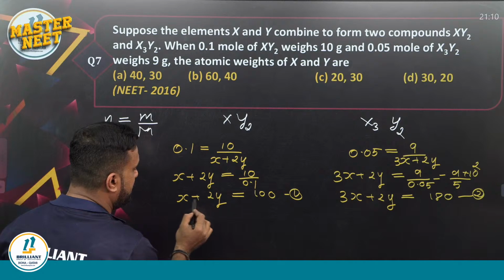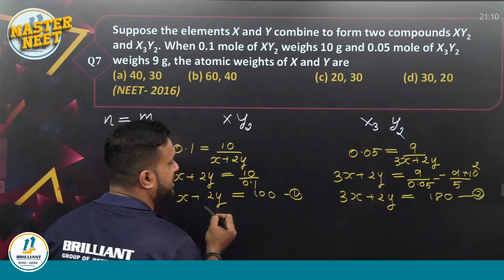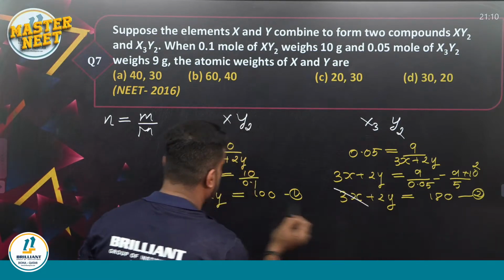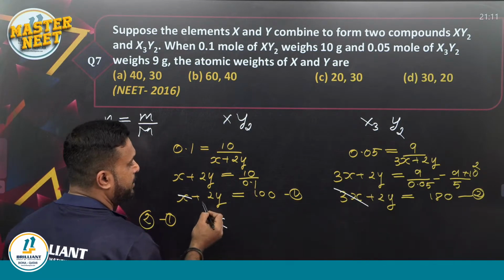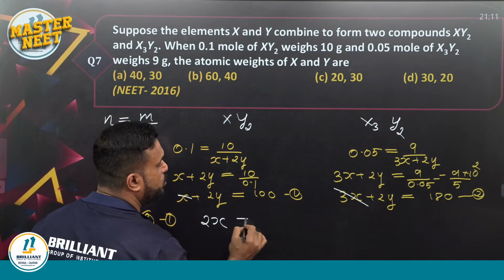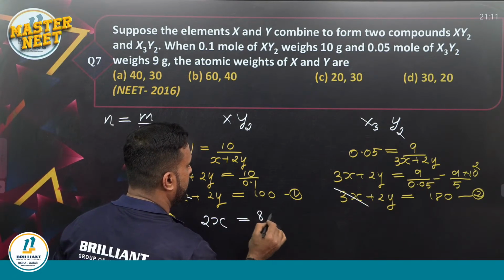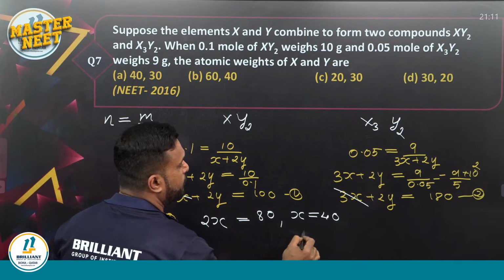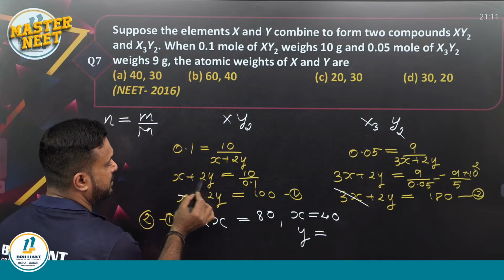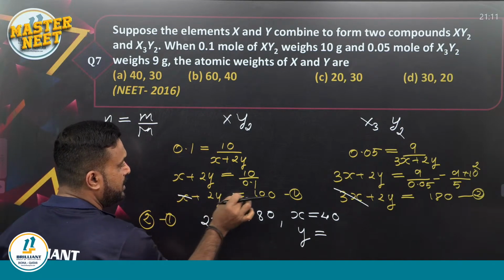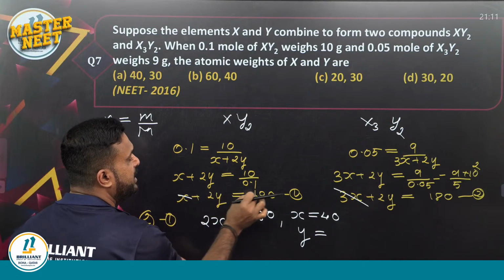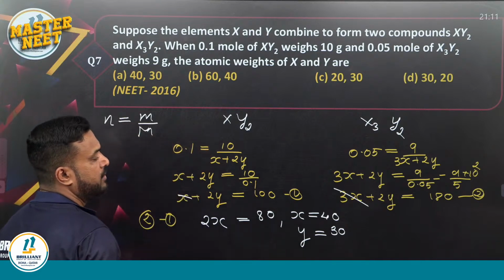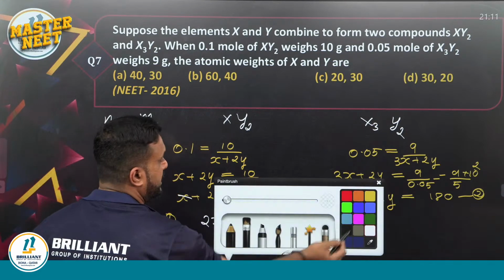Now you know that 3X and X, then 2Y and 2Y, the Y factor can be cancelled if you take equation number 2 minus equation number 1. So 3X minus X means 2X, and 2Y minus 2Y is 0. That is 2X is equal to 180 minus 100, which is 80, which means X is equal to 40. That means the atomic mass of X we got. With X equal to 40, you can easily find Y from the equation: 40 plus 2Y is equal to 100, so 2Y is equal to 60, then Y is equal to 30. So X is equal to 40, Y is equal to 30, the atomic masses we got.